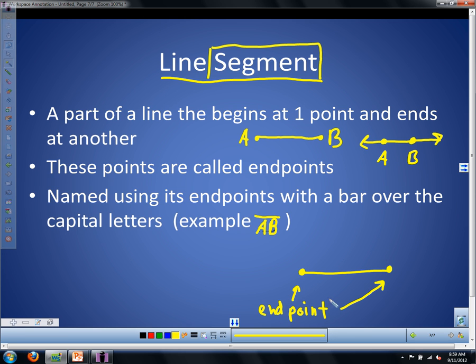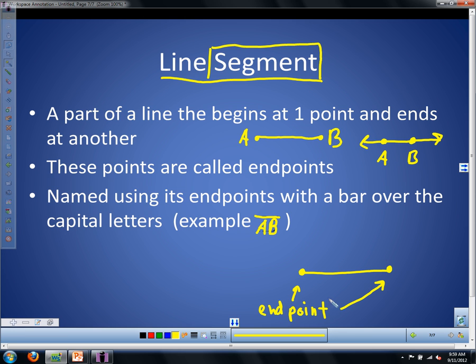An example of a line segment might be my pencil, because it stops at both ends. A meter stick, a driveway, starts and stops at the end, so that could be an example. Part of this microphone stand could be a segment. Something that has an end, one end and another end.